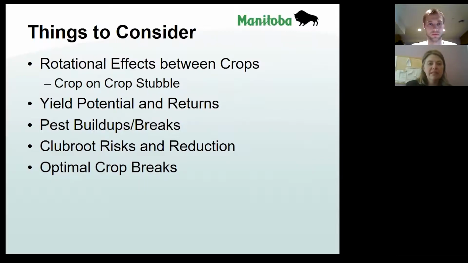Some of the things that I'm going to cover in the presentation are the rotational effects between crops, crop on crop stubble. The charts that I'm going to be showing you've probably seen quite a few times before. They're the charts that show up in Yield Manitoba. They're based on MASC insurance information on yield from contract holders. So that's where we're getting that from. It's not small plots, it's real fields throughout Manitoba and over a number of years.